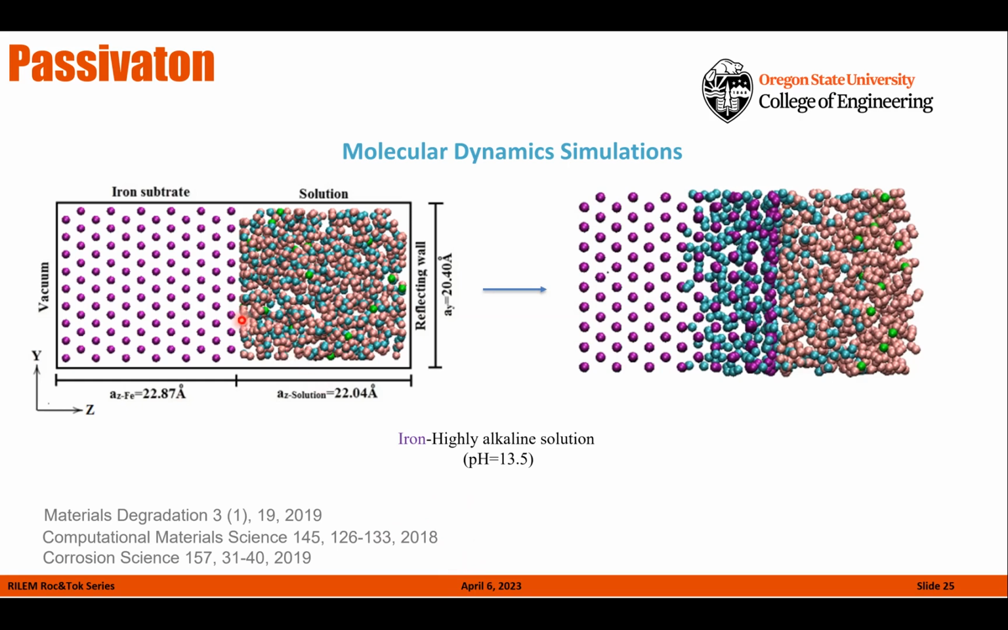So if you think about, for example, a passivating system, because these simulations are extremely time-consuming and computationally expensive, we have to make some simplifications. For example, we are looking at a perfect crystal iron structure instead of a defective steel structure, which is what you would have in real life. A very small domain, of course, because we have to limit the computational expense. We expose them to a highly alkaline, in this case pH 13.5, sodium hydroxide solution, and see if the molecular dynamics simulations would create a passive film.